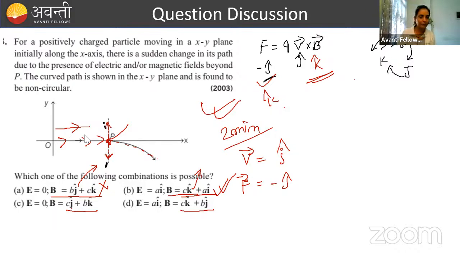In the rest, the magnetic field is also in the j direction, and if the magnetic field is in the j direction, then where will your magnetic force act? Towards the k cap, which is not true from the diagram. From the diagram, it is clear that the magnetic force is acting at point P towards the negative y axis, that is minus j cap. So the correct answer should be what? P. I hope you people are getting it. Is it clear?